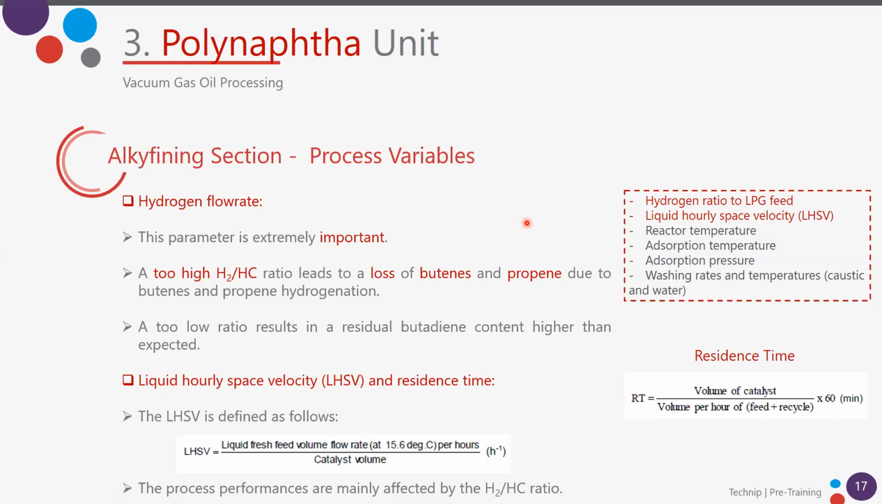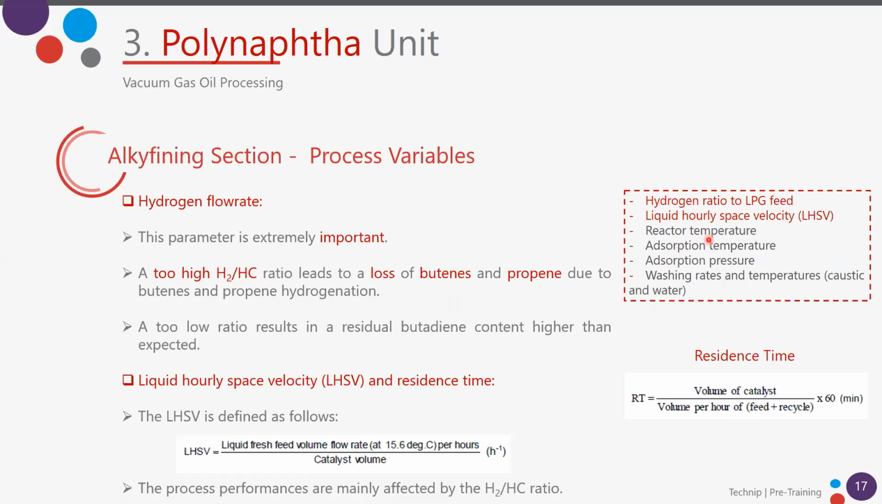So this process variable is much more important because it will determine the conversion of this butadiene, and if you have a very high hydrogen to hydrocarbon ratio, you will lose some of your valuable feedstock for the next section, that is the oligomerization section.